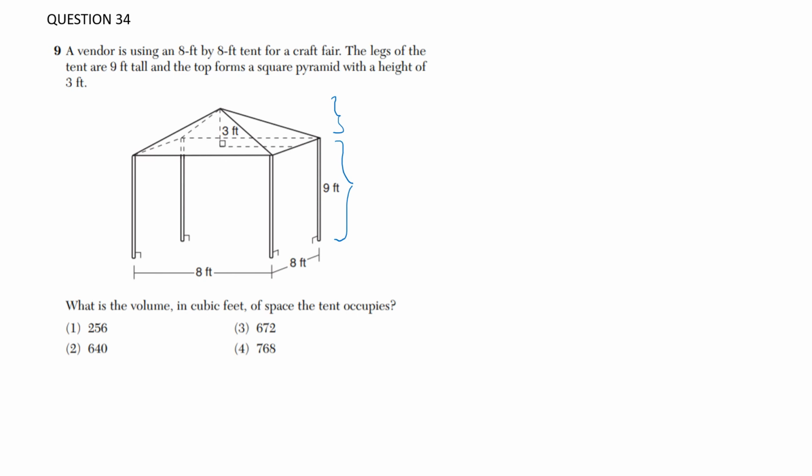So with a rectangular prism, we know that the volume, in this case, is length, width, height. Length times width times height. So that's just 8 times 8 times 9. That gives you 576 cubic feet.